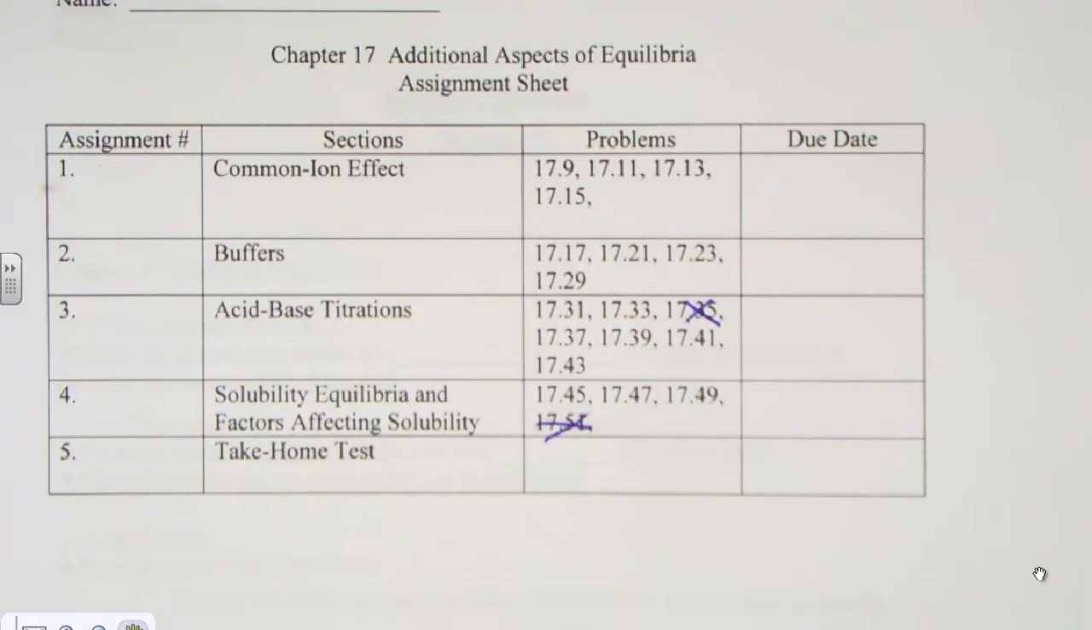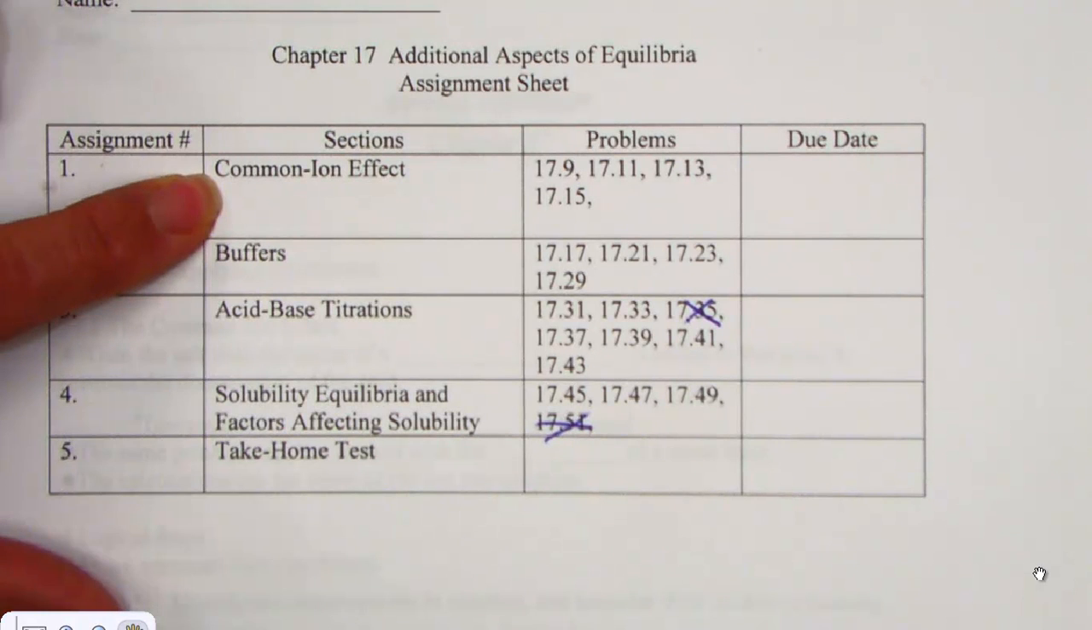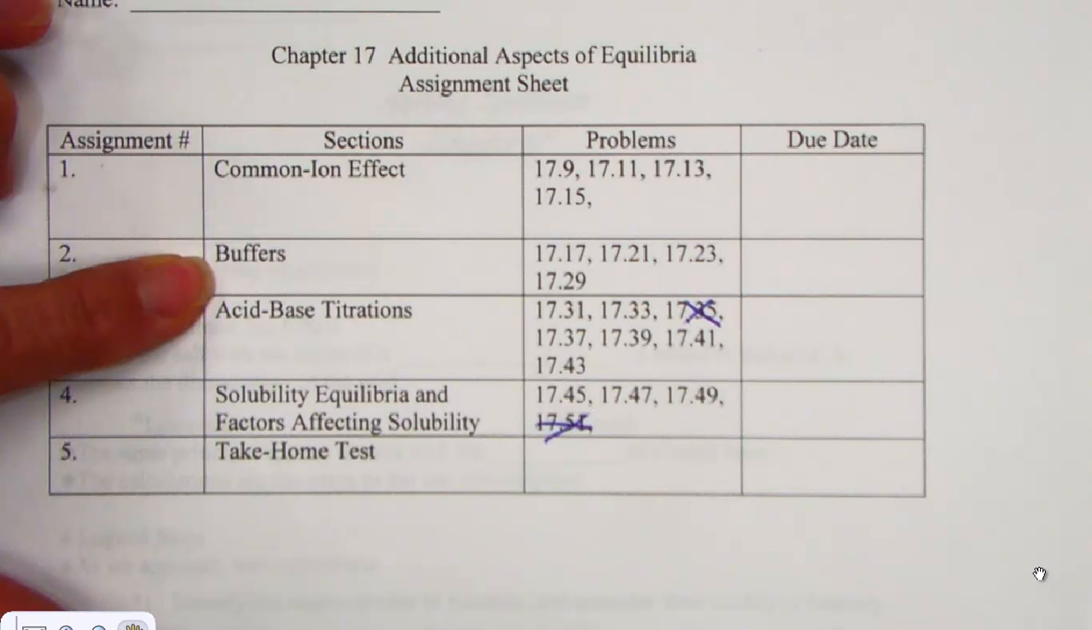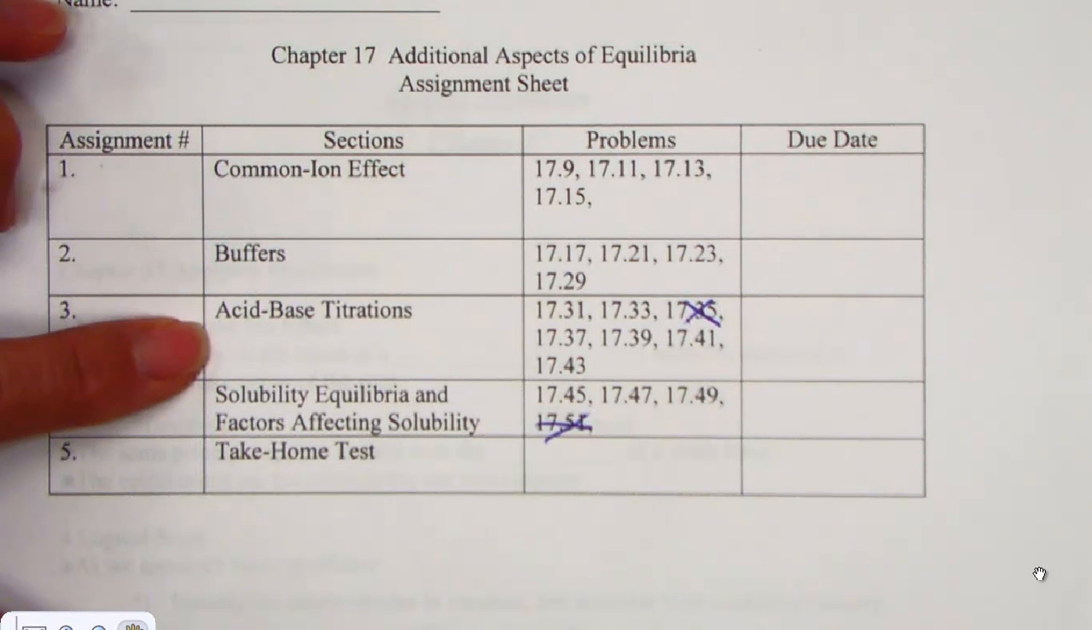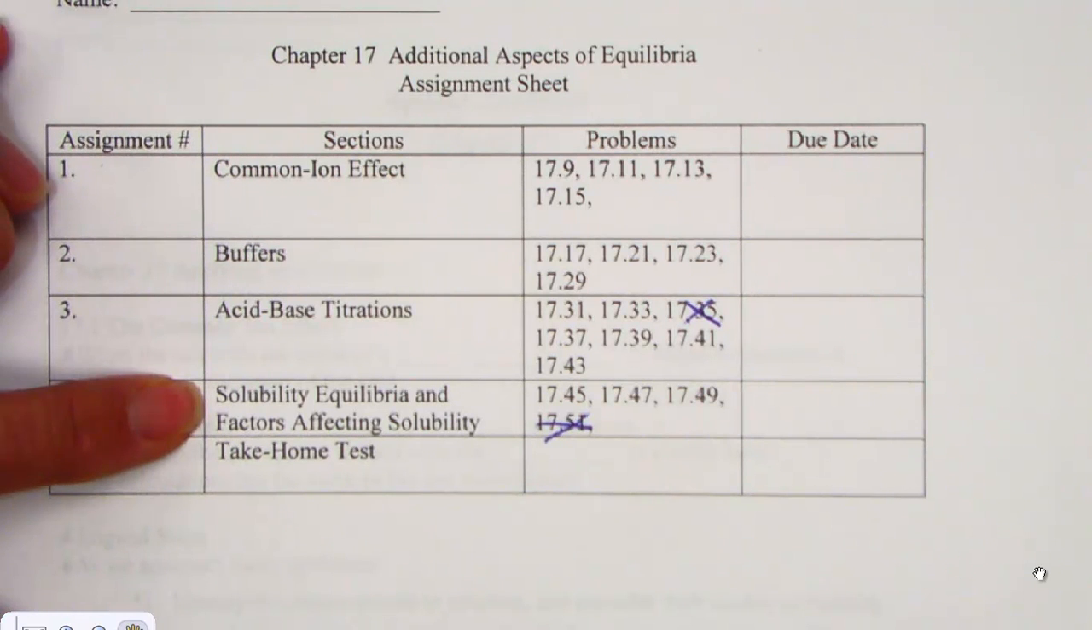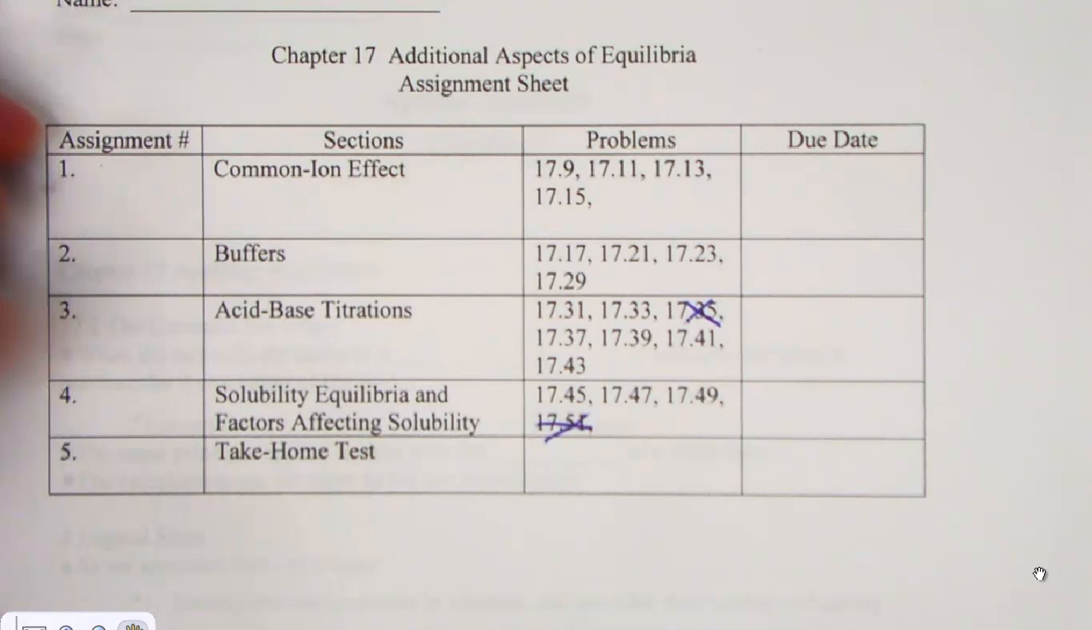Chapter 17, our last chapter together in our journey of AP Chem, looking at yet additional aspects of equilibria. Thinking about more equilibrium problems, products over reactants. We'll be investigating the idea of common ion effect. You've had a little lesson on that in terms of AP review. The concepts of buffers with Henderson-Hasselbalch, acid-base titrations, which we commonly called solution stoichiometry, and then those factors affecting solubility.